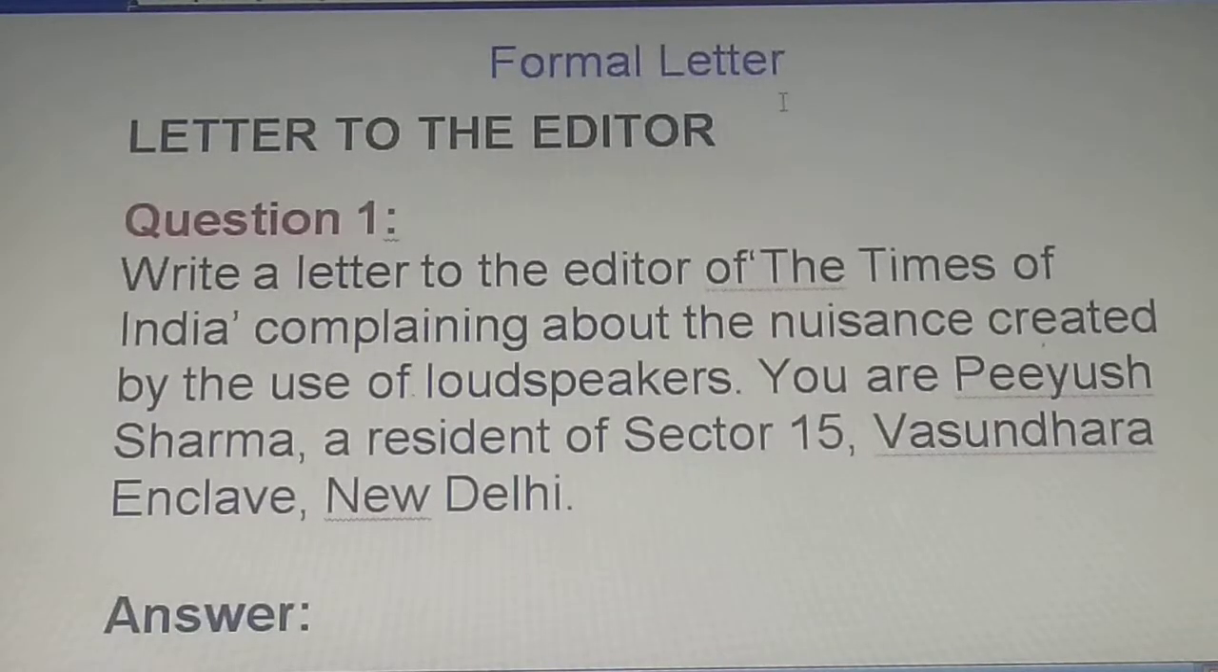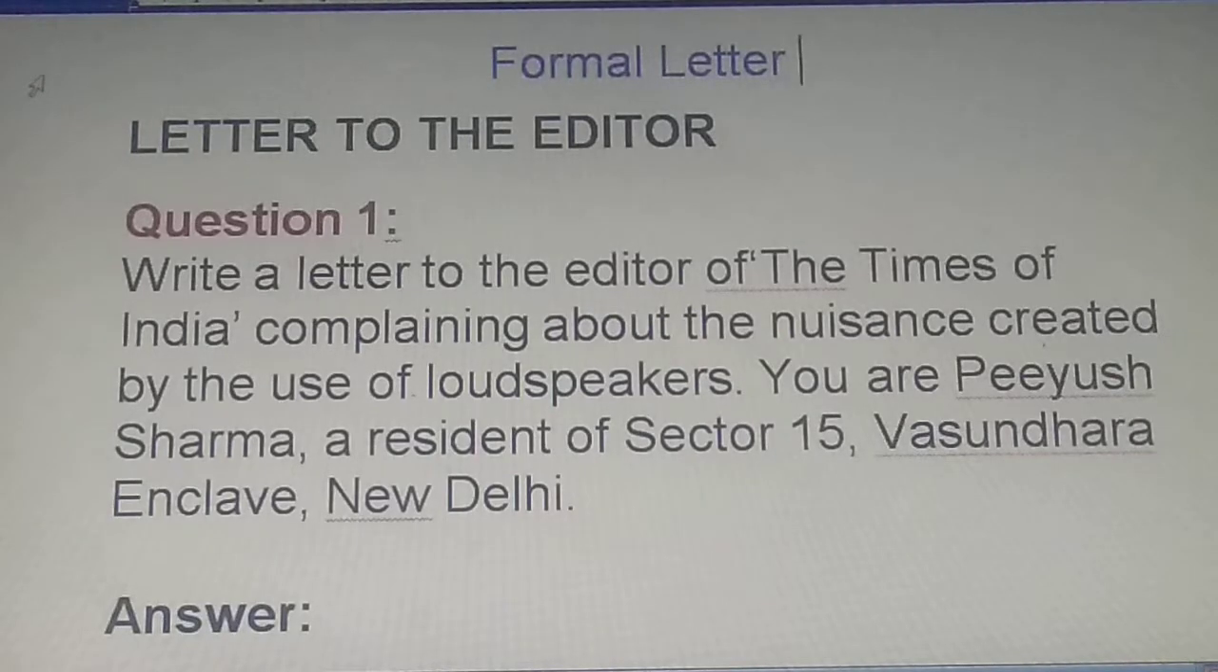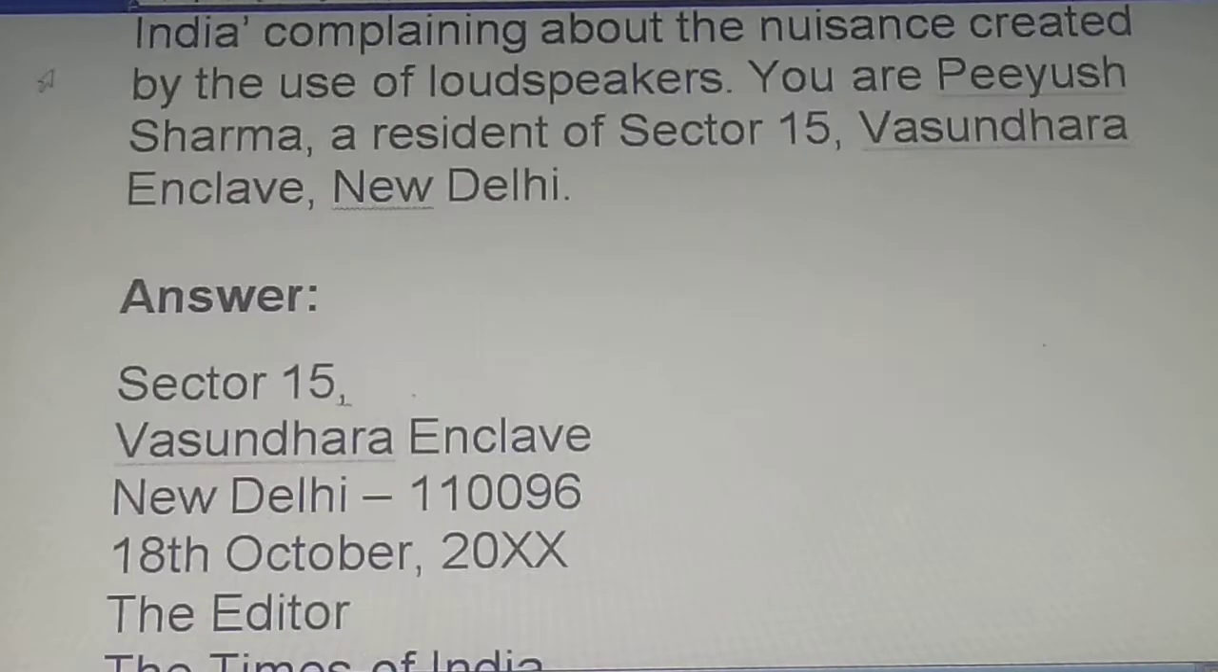Okay, children, formal letter. Letter to the editor, that is a formal letter. Yes, of course. So, I'll show you some samples so that you have some idea as to how to write it. Write a letter to the editor of the Times of India. It's the name of a newspaper, complaining about the nuisance created by the use of loudspeakers. You are Piyush Sharma, a resident of Sector 15, Vasundhara Enclave, New Delhi. So here you are writing a letter to the editor. And what type of letter is it? Formal letter.